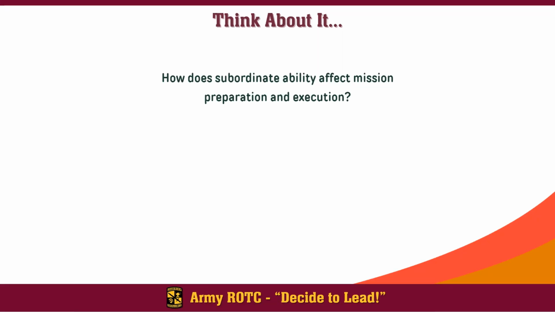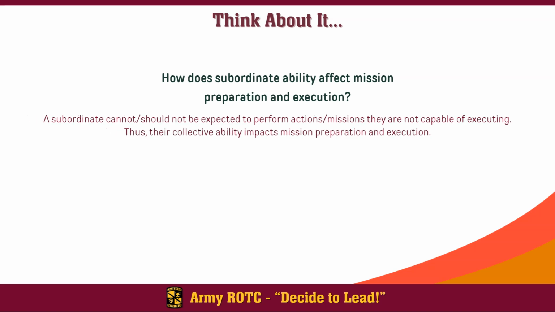So then how does that subordinate ability, like what your followers can do, how does that affect our mission preparation and our execution? Think about it in terms of an MS1 doesn't know much, right? Very, very little. So how does that affect your preparation and execution of, say, a sticks lane? Well, a subordinate can't, and they shouldn't, ever be expected to perform actions or missions that they're not capable of executing. So their collective ability impacts both the preparation and execution, right? And that's where it comes into the leading, where we teach and we develop and we get them more comfortable and capable of doing different actions or missions.